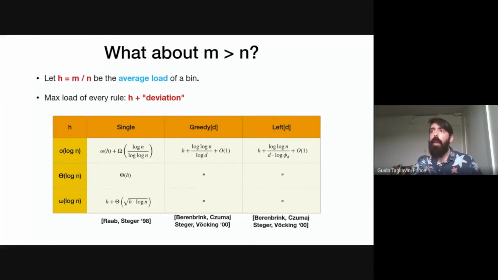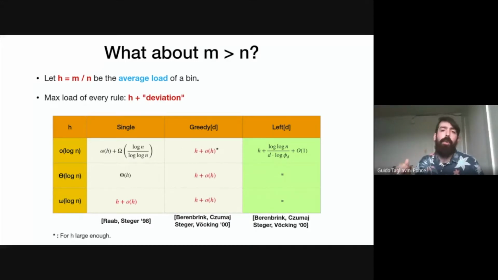Okay, so we can say two things from this chart. First, that Lefty is better than the other algorithms in the three cases. The other thing is that most of these max loads are already optimal up to low order terms. So for instance, let's focus on the lower left corner. That is, as I mentioned, h plus little-o of h. And so the same happens for Greedy. These are all h plus little-o of h, except the first row where this is only true when h is sufficiently large.